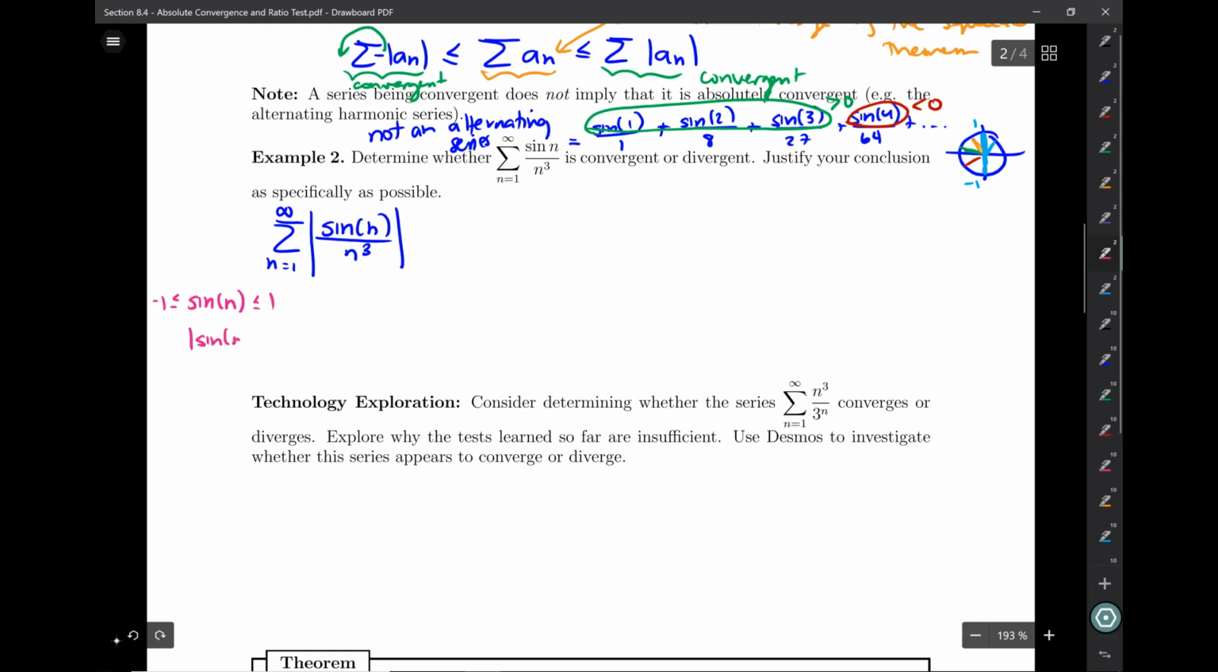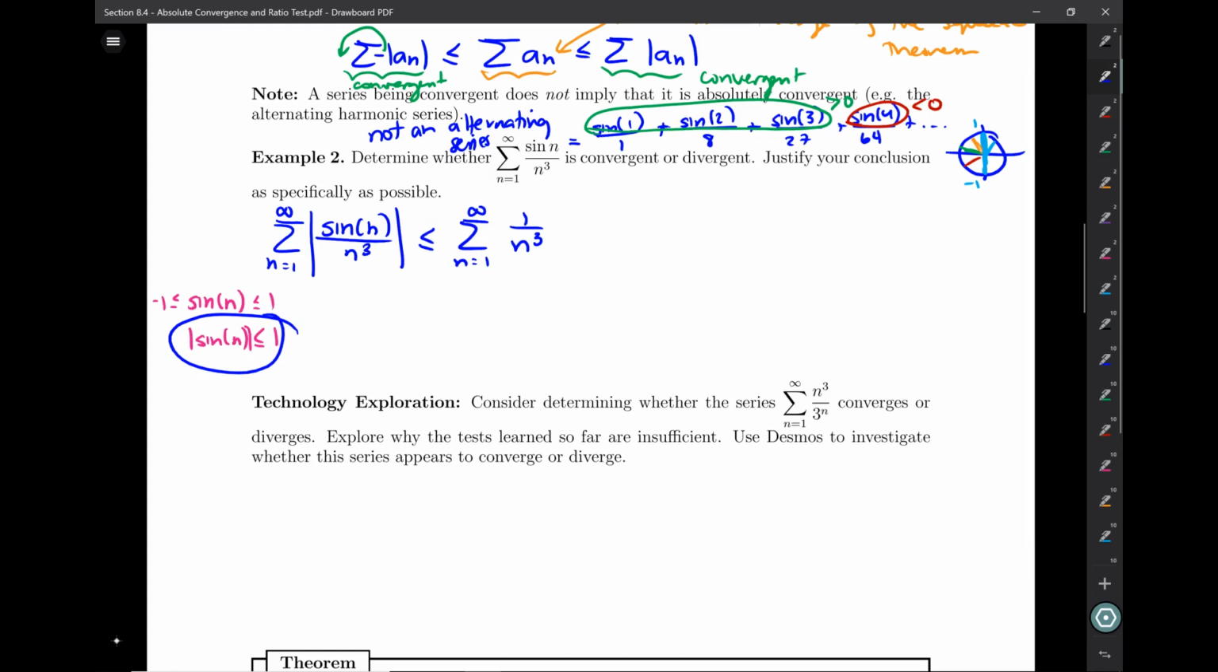The absolute value then is always going to be less than or equal to positive 1, right? Because if it's between -1 and 1 and I take the absolute value, then the largest that the absolute value of sine of n could be is positive 1. So what I can do then is write this inequality that this series is always going to be less than or equal to 1 over n cubed. Again, because the absolute value of sine of n is always going to be less than or equal to 1.